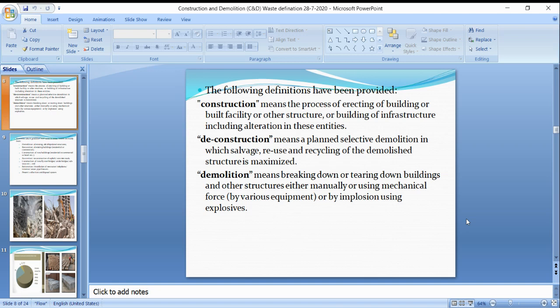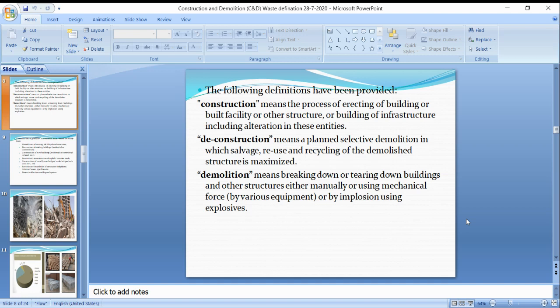Deconstruction means a planned selective demolition in which salvage, reuse and recycling of the demolished structures is maximized. So deconstruction means you have to plan in such a way that the material should be reused and recycled, and the recycling of the demolished structures should be maximized. If you are using any material for construction, it should be planned so that after the demolition, that material is reused or recycled. That is deconstruction.